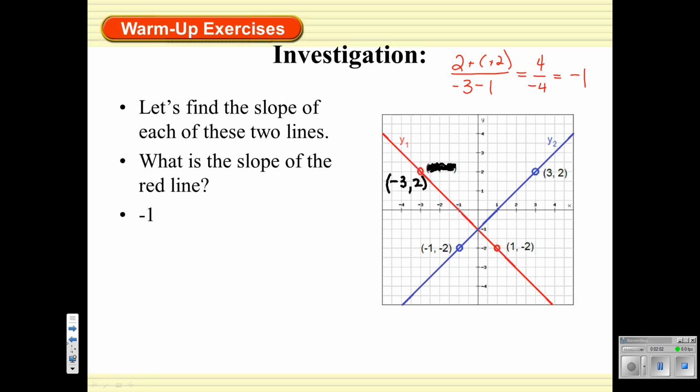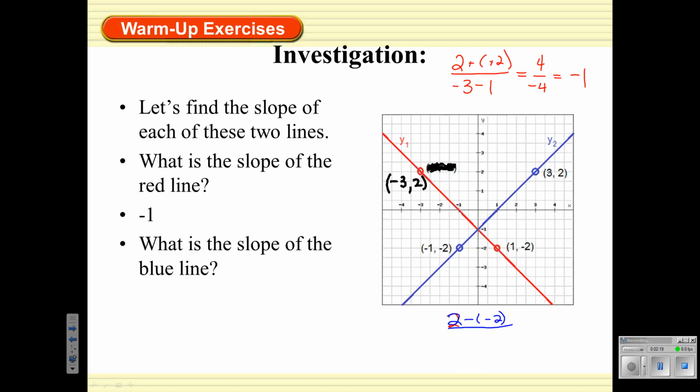Okay? Now, there's the slope, negative 1. What's the slope of my blue line? So the blue line, let's do the same thing. It's going to be 2 minus a negative 2. Oops, let me change colors here. So 2 minus a negative 2 for my y's, all over 3 minus a negative 1. Okay, so these both become positive. And 2 plus 2 is 4. 3 plus 1 is 4. And 4 divided by 4 equals 1. So yep, the slope of the blue line is 1.